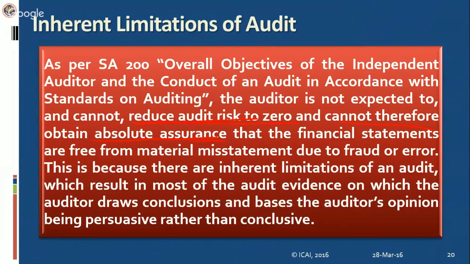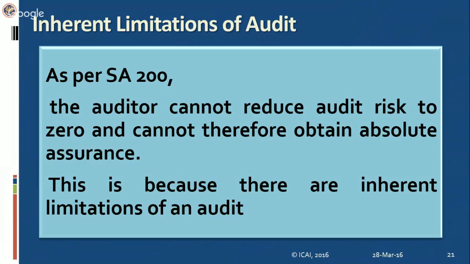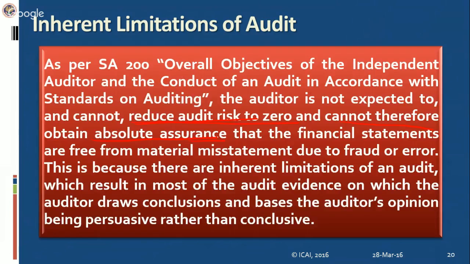As per SA 200, which starts with the overall objective of the independent auditor and conduct of an audit in accordance with the SAs, the standard is explaining that the auditor is not expected to and cannot reduce the audit risk to zero, because there's always a risk that the opinion given may be wrong. He cannot, because of the inherent limitation of the audit, obtain absolute assurance. He can obtain only reasonable assurance that the financial statements are free from material misstatement due to fraud or error. Fraud is the intentional misstatement, and error is the unintentional misstatement. If it is an intentional misstatement, then it is a fraud, but if it is an unintentional misstatement, then it is an error.